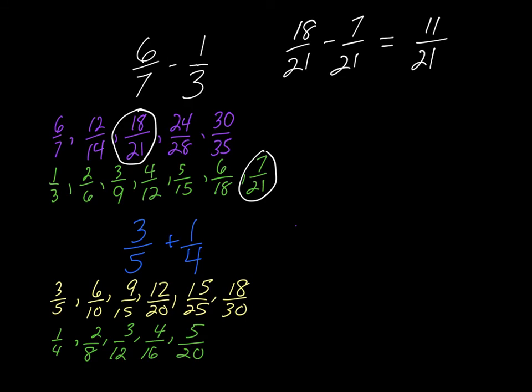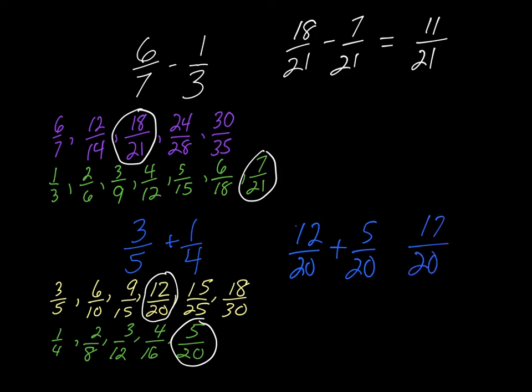I listed some equivalent fractions here for both 3/5 and 1/4, and as you can see, I've found a match where our common denominator is going to be 20. Once we have the common denominator, we can go ahead and set up our math problem. So it's now 12/20 plus 5/20. Add the numerators, 17. Bottom number stays the same. And again, we have 17/20.